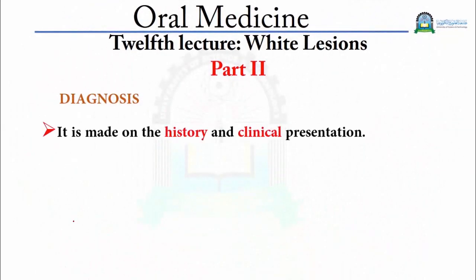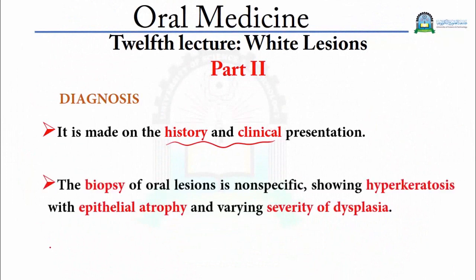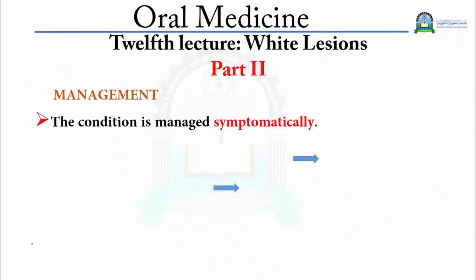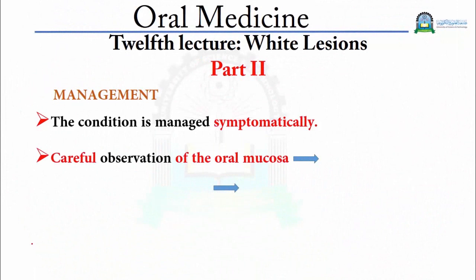Diagnosis of keratosis congenita depends mainly on the history and clinical presentation. If a biopsy is performed, it will be of non-specific character, showing hyperkeratosis, epithelial atrophy, and severity of dysplasia. Management of keratosis congenita: first, the condition is managed symptomatically, so you will treat the symptoms of your patient.